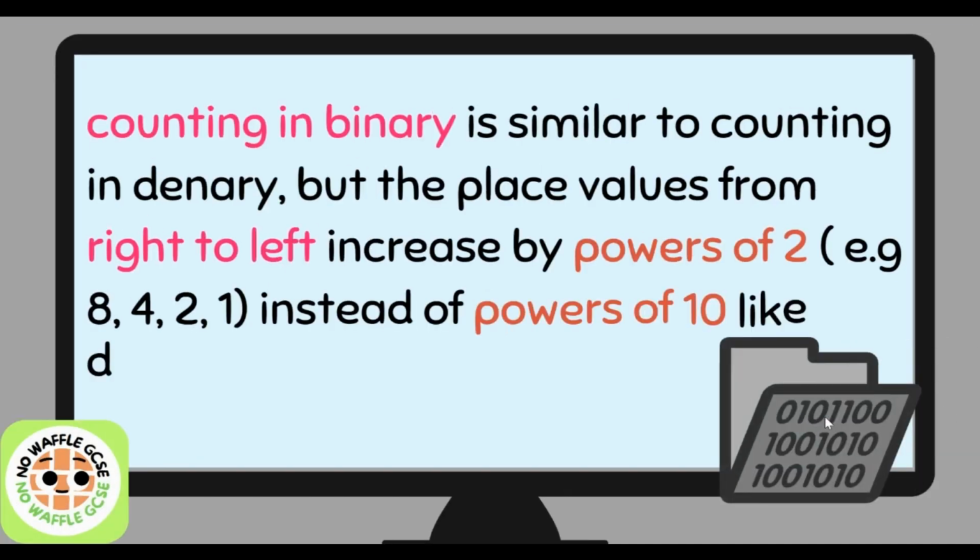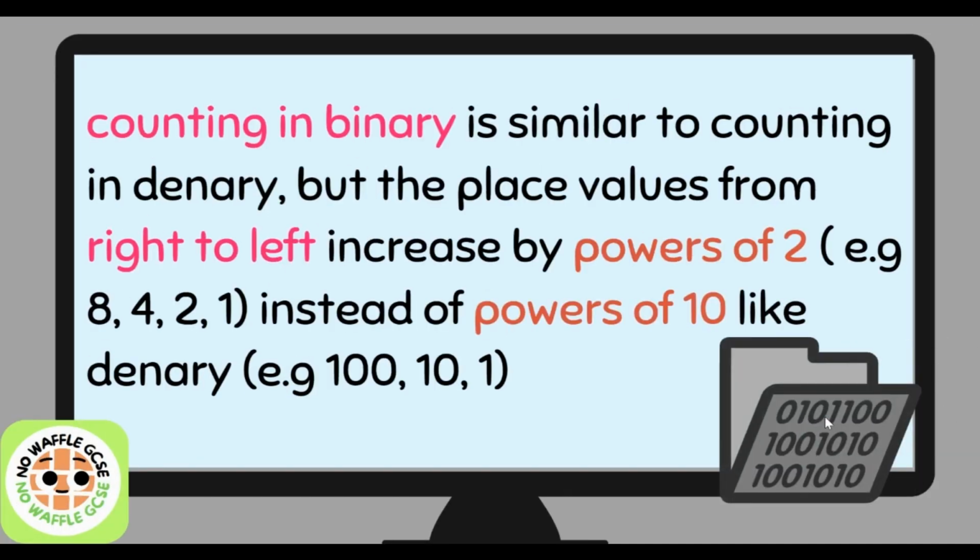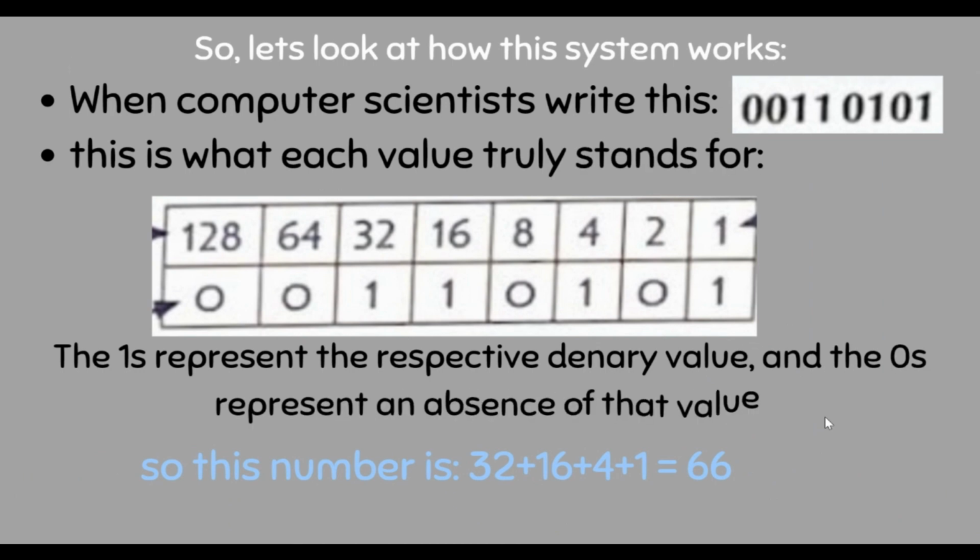Now, counting in binary is very similar to counting in denary, but the place values from right to left increase by powers of 2. For example, 1, 2, 4, 8, instead of powers of 10, like denary, which goes 1, 10, 100, 1,000, etc. Let's look at how this system works.